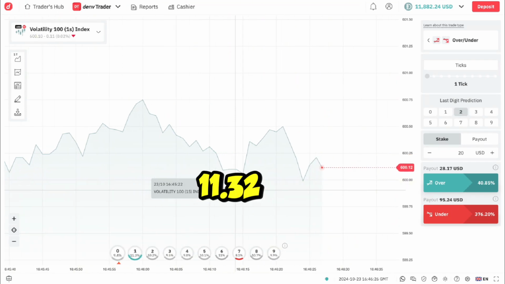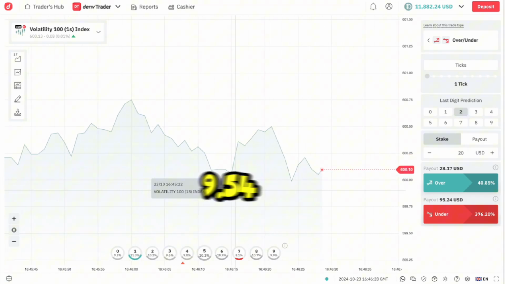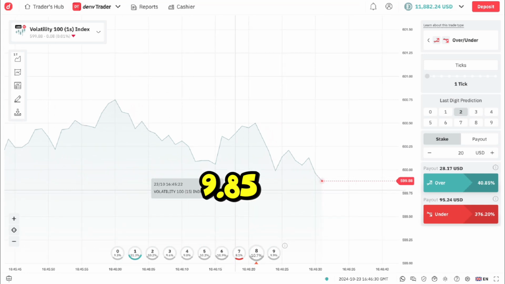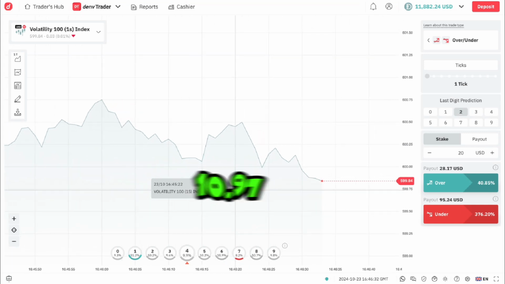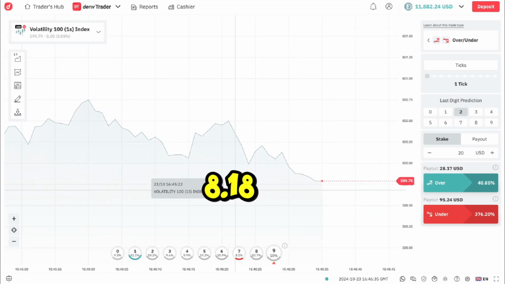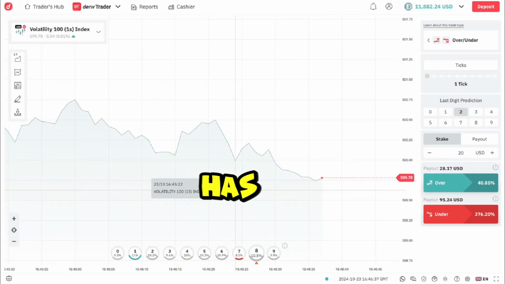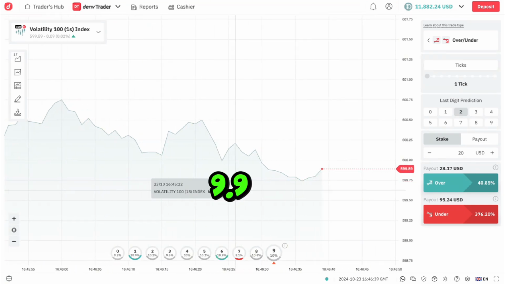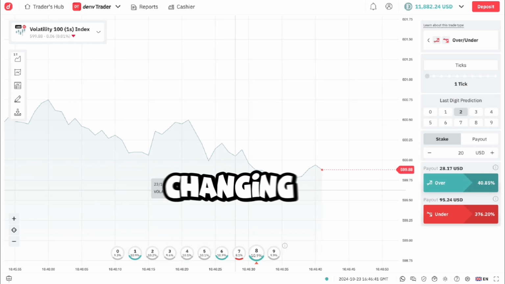So 0 has 9.4% of appearing in 1,000 ticks. 1 has 11.3, 2 has 10.2, 3 has 9.5, 4 has 9.8, 5 has 10.2, 6 has 10.9, 7 has 8.1, 8 has 10.7, 9 has 9.9. And these numbers keep changing.